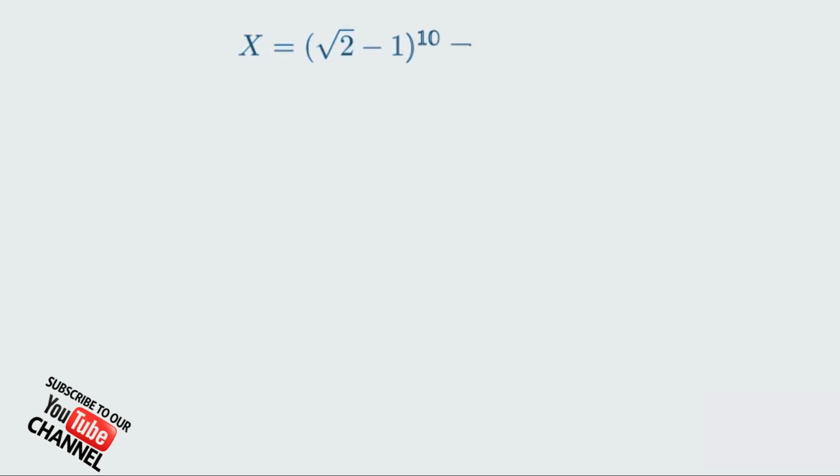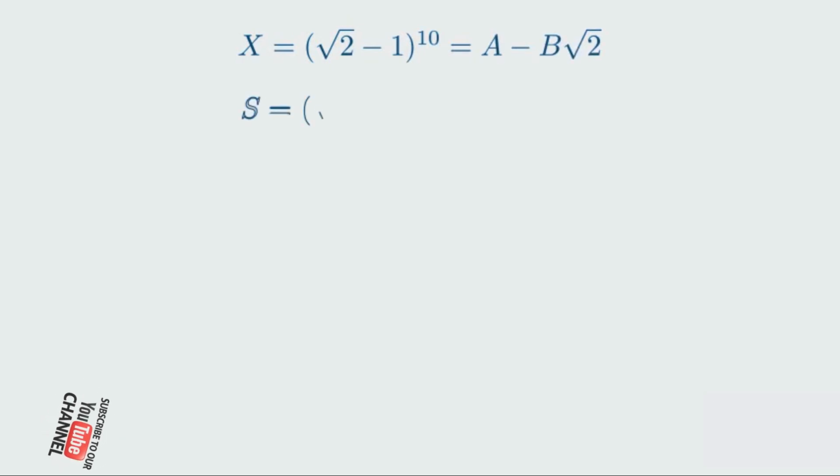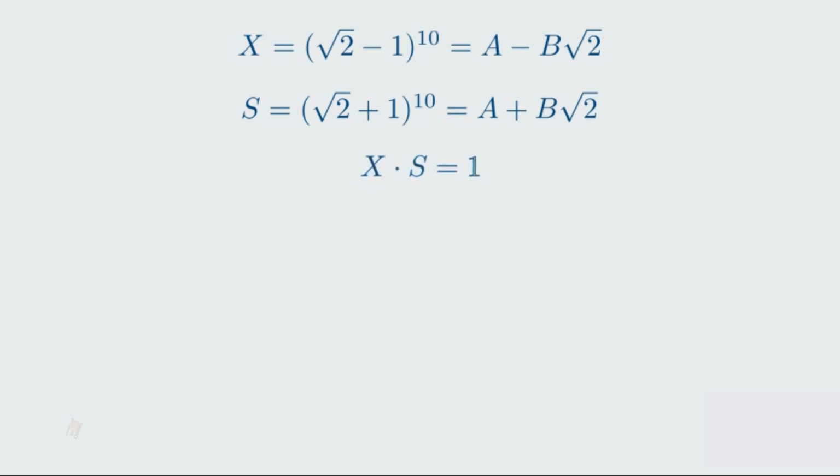Let's summarize this key insight. We've shown two things. First, the expression we want, x, is equal to a minus b times √2. Second, the expression s, which is its conjugate with a plus sign, is equal to a plus b times √2. Remember the relationship we found earlier? We found that x times s equals 1.